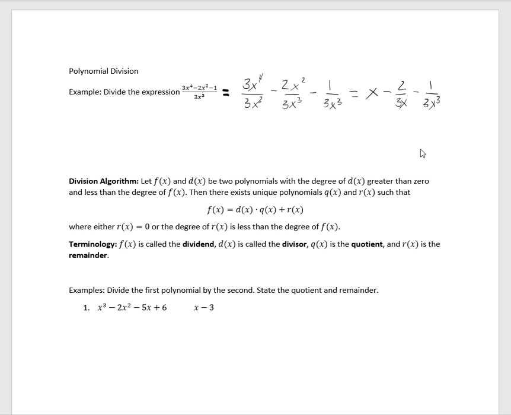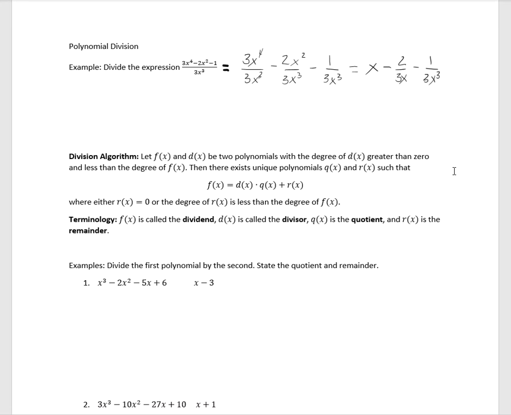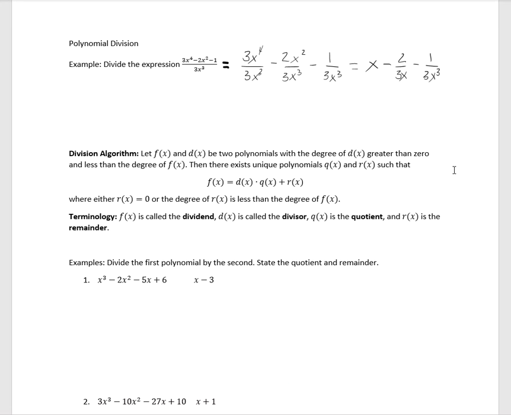And we've divided. It's not very helpful, but we've divided. There's a quotient right here, and this will happen to be our remainder. Any part in fraction is our remainder. Any part without the variable in a denominator is going to be a quotient.